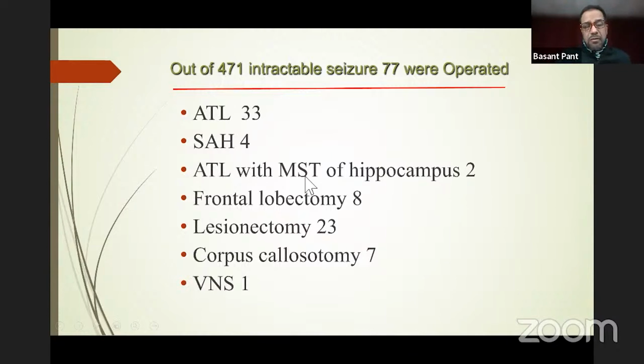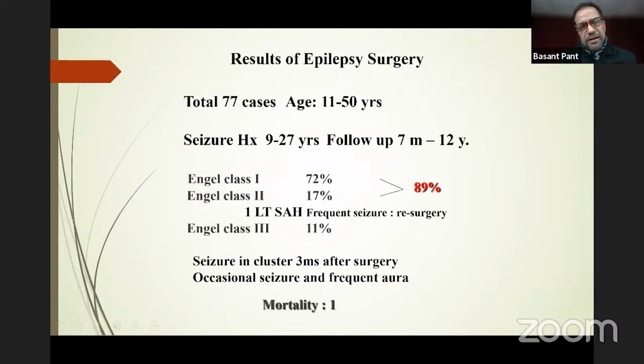Anterior temporal lobectomy with hippocampus MST on 2, frontal lobectomy 8, lesionectomy only 23, corpus callosotomy and VNS 1. So as you can see, out of these cases, we had extremely good results. 89% of our patients either had only aura or were seizure free. And there was one mortality, and there were a few cases where we needed to do multiple surgeries.